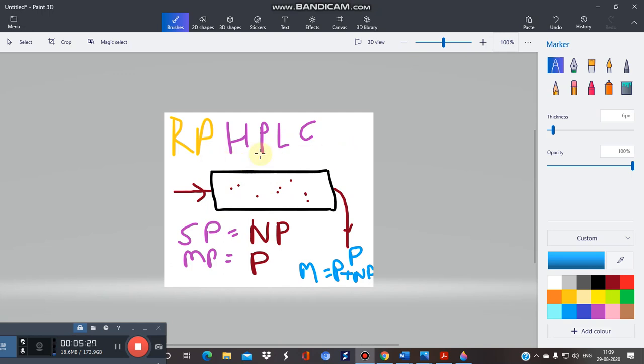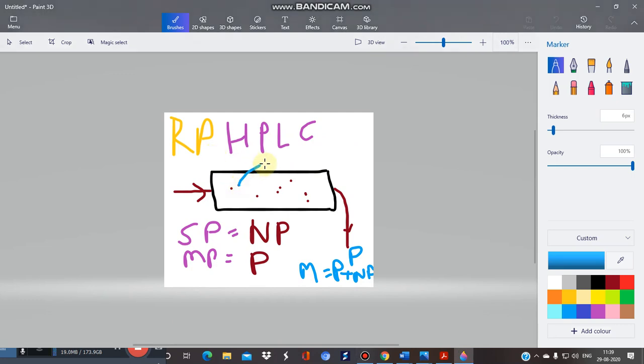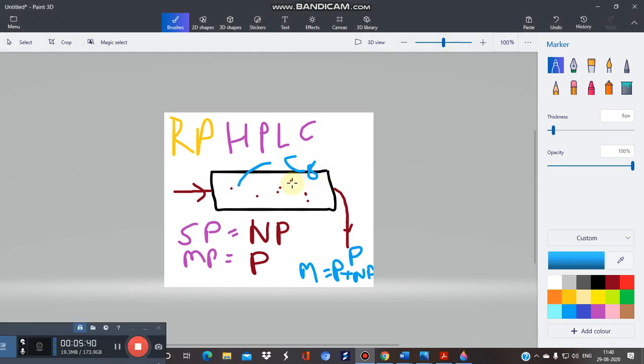In case of HPLC, we generally follow the reverse phase, and the reverse phase silica is the carbon 8 bonded or carbon 18 bonded silica, a special type of silica gel that is used in reverse phase HPLC.